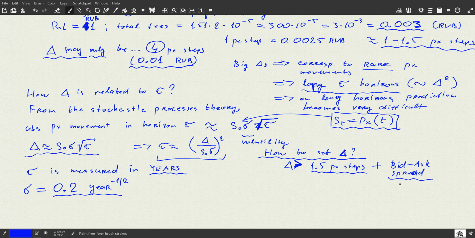And bid-ask spread is, let's say, 6 price steps. So the minimum value of delta is already 7.5 price steps. That's the absolute minimum. Not only in this way you pay the fees twice, but you also pay the bid-ask spread effectively. Only you pay the fees obviously to the exchange.